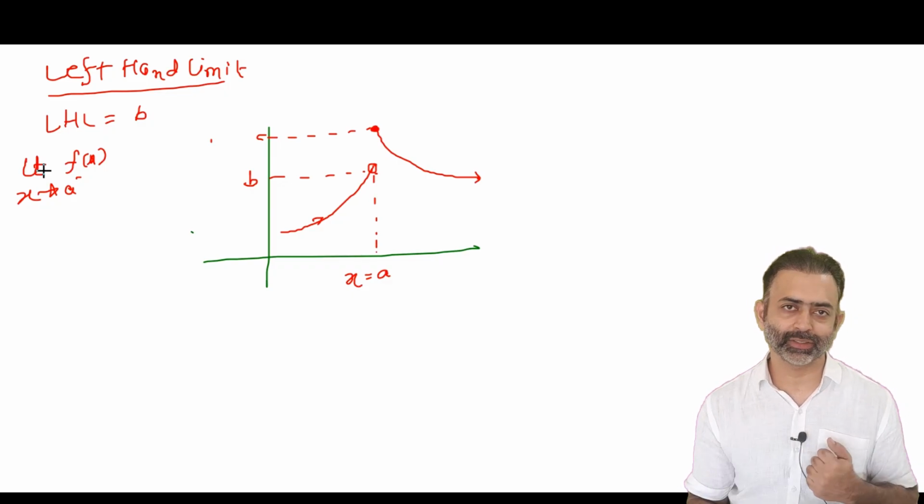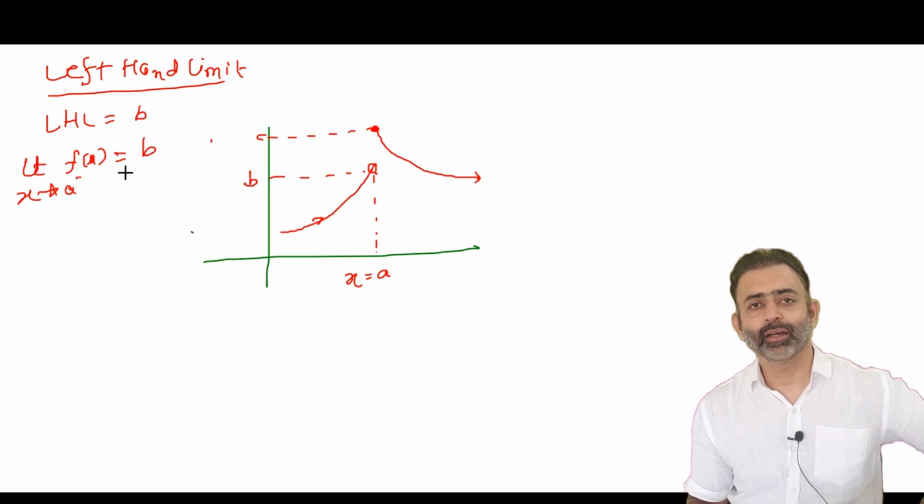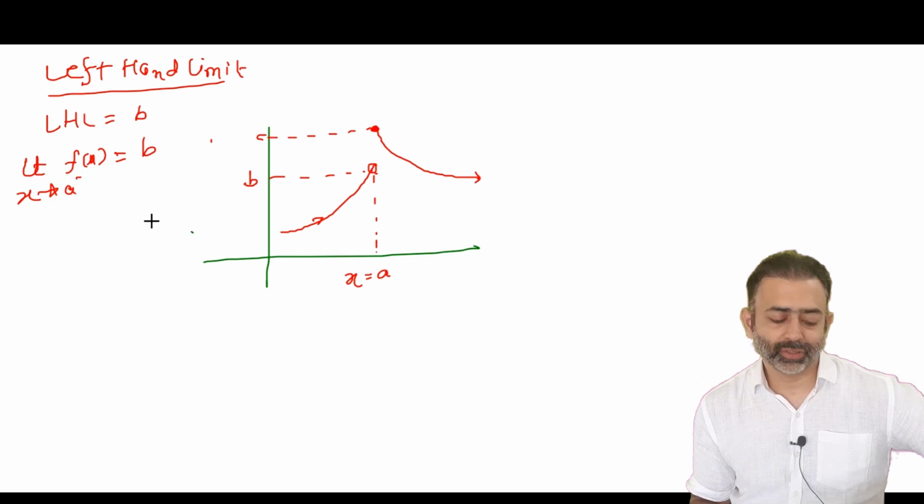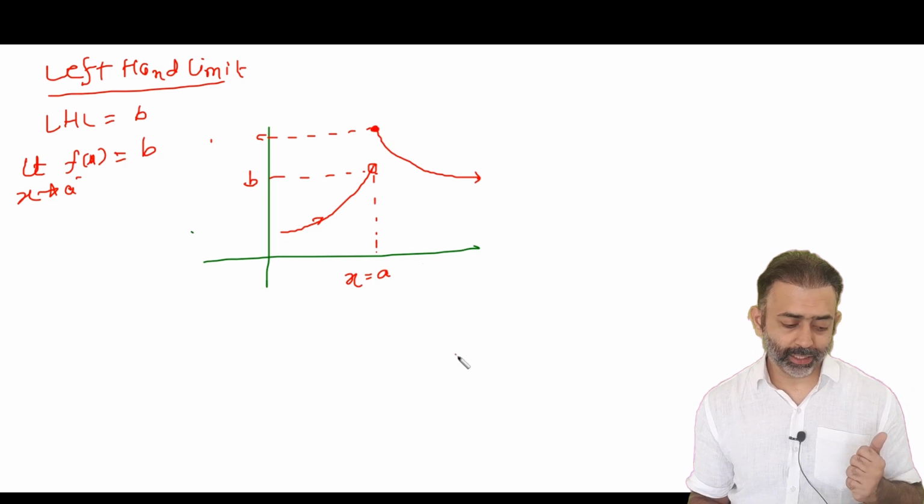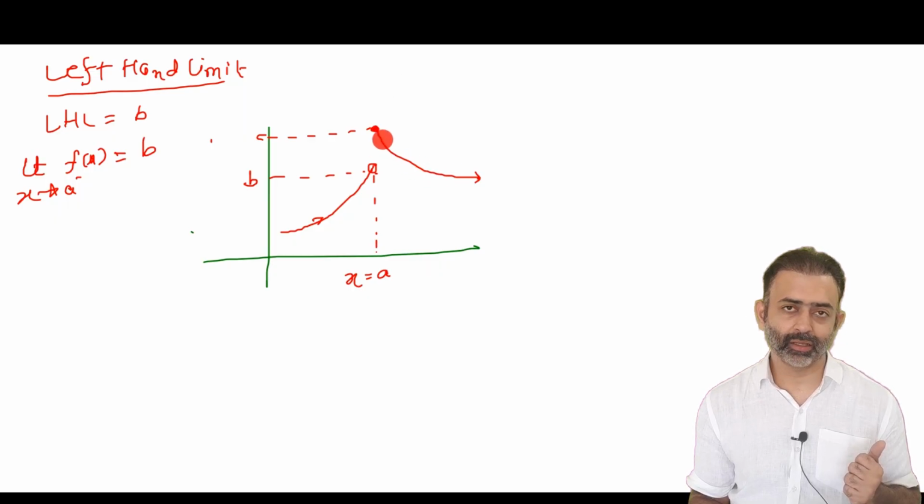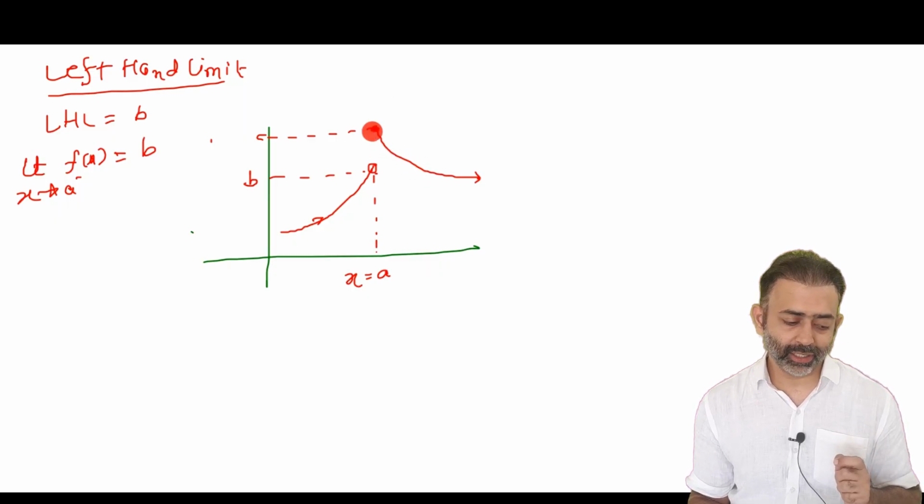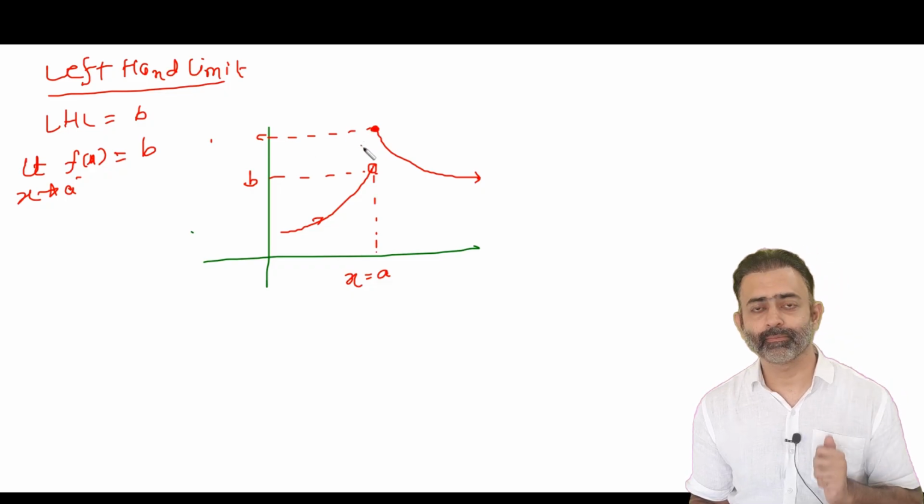From the graph I can see that the value to which it approaches is b. Now if I move from the right direction towards the point a, you will see that the function value is at c.